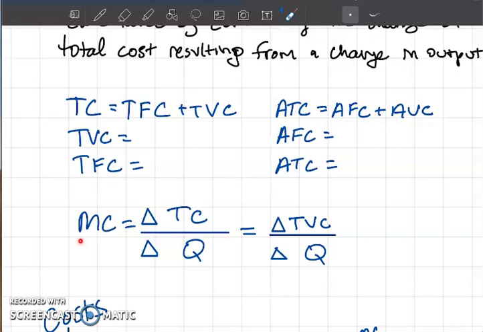Our marginal cost is going to be the change in the total cost, right? That triangle for change, divided by the change in quantity, or the change in the output that's represented on the horizontal axis of our curves. This would also be equivalent to, because when we talk about marginal costs, we're only talking about changes in variable costs, the change in total variable cost divided by the change in quantity.